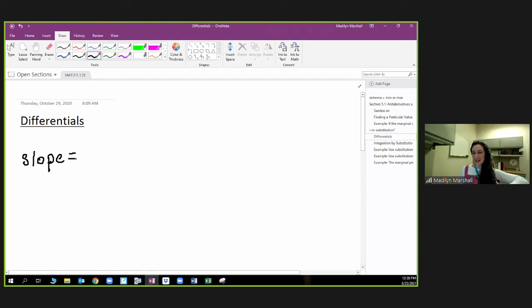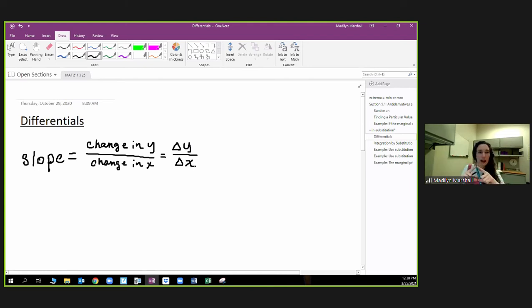So before we say exactly what a differential is, slope, if we use just the standard Algebra 1 definition of a slope, it is the change in y over the change in x, which a lot of times we express as delta y over delta x. So delta, which is this little triangle, just means a change. You'll see that in science classes as well.